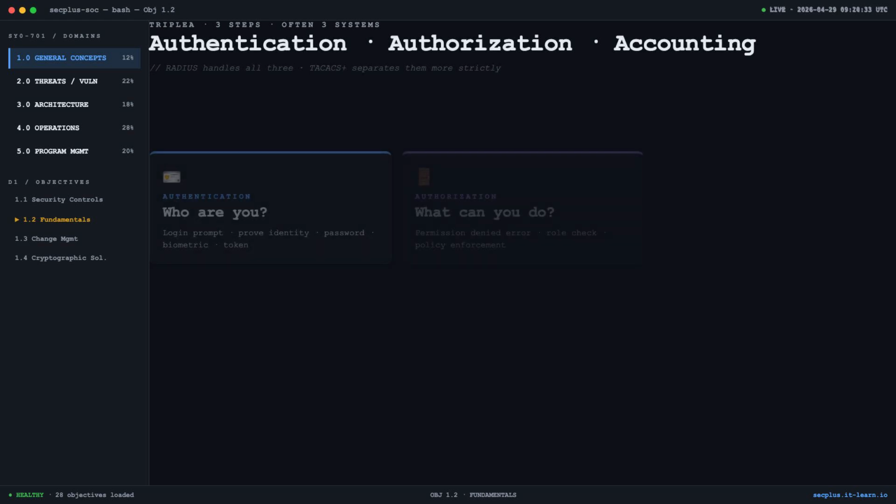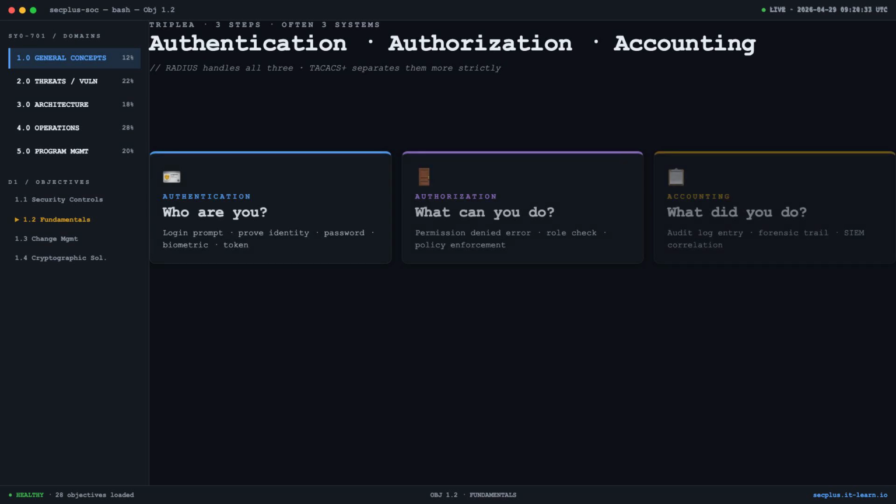RADIUS handles AAA for network access. TACACS Plus separates them more strictly and is favored for Cisco device administration. The exam will absolutely give you a scenario and ask which leg of AAA is involved. If it's a login prompt, that's authentication. If it's a permission denied error, that's authorization. If it's the audit log entry, that's accounting. 3 reflexes. Drill them.